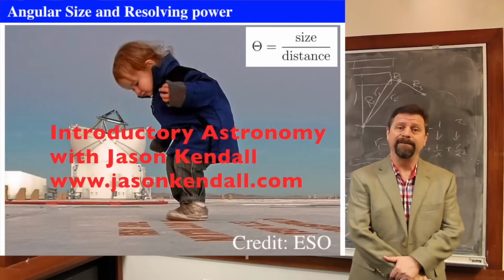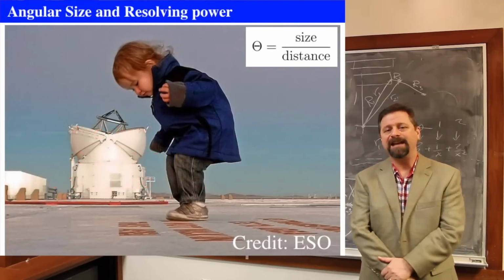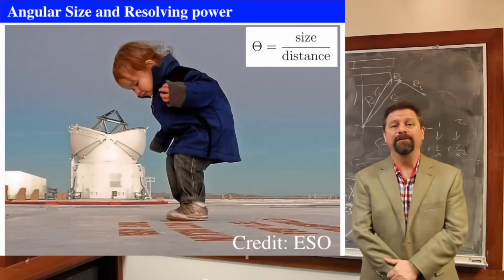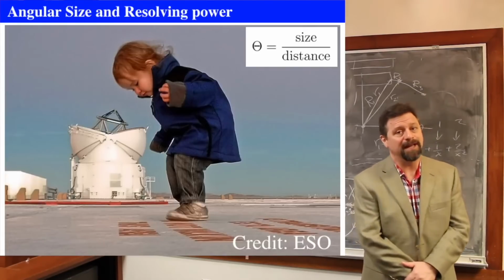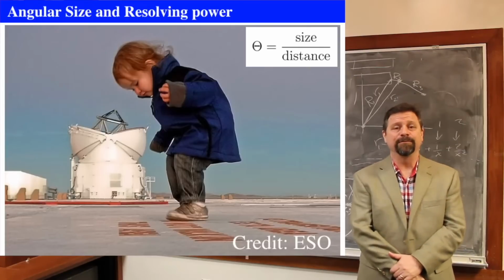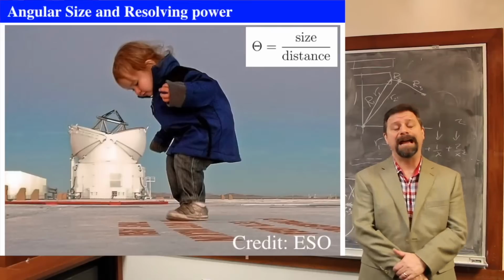Doing more on the fundamentals of telescopes. So here we go. The most important aspects about telescopes are their ability to discern things. And so the ability to discern things is related to what we call resolving power or resolution capacity.